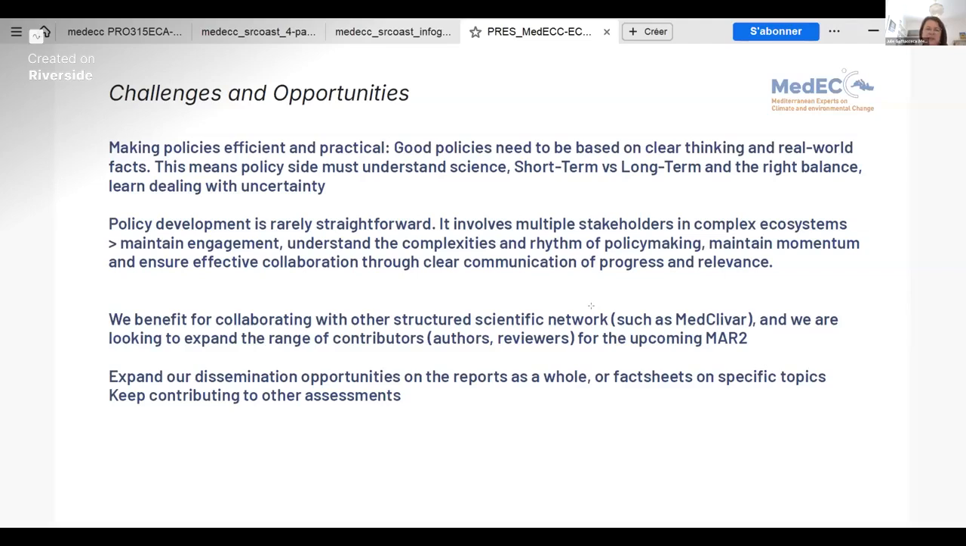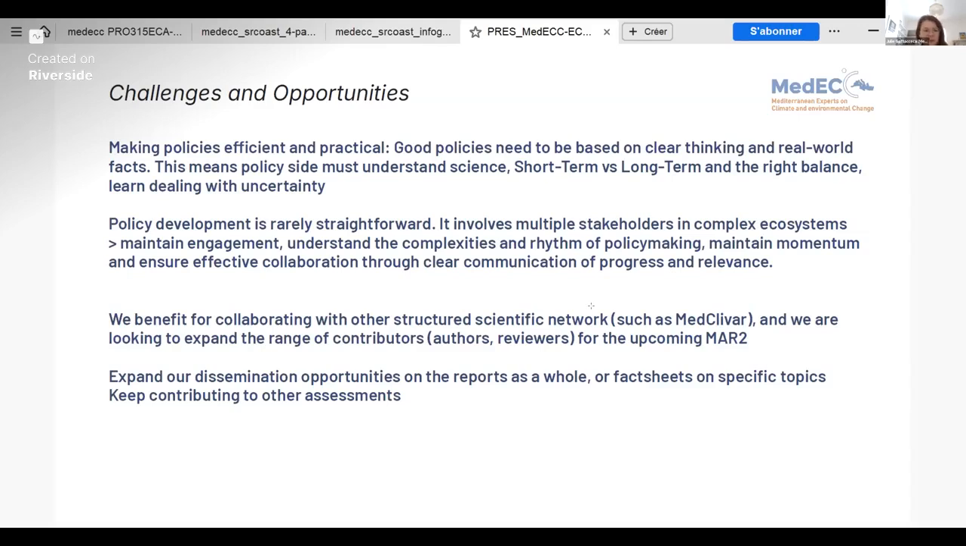I think the science policy interface is well established, but it's a day-to-day job to understand on our side that policy development is not straightforward. There are multiple stakeholders, and it's a really complex system. So we have to work on maintaining the engagement, understanding the complexities and rhythm of policy making, and understanding their, not weakness, but sometimes it's hard to make them understand the long-term aspect of it. Policy making tends to be more short-term sometimes.